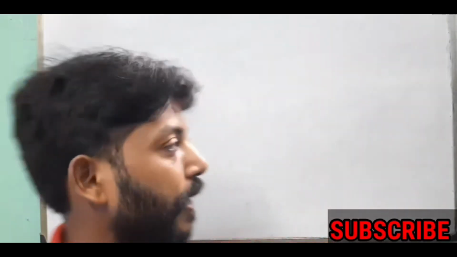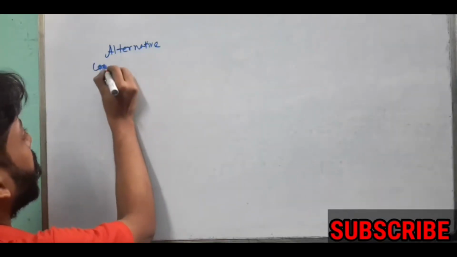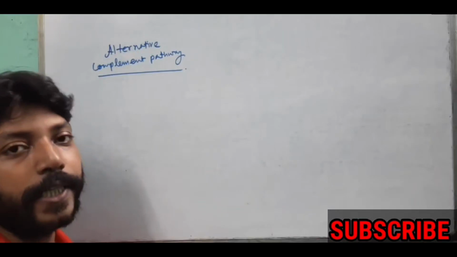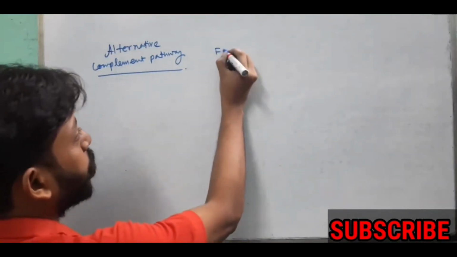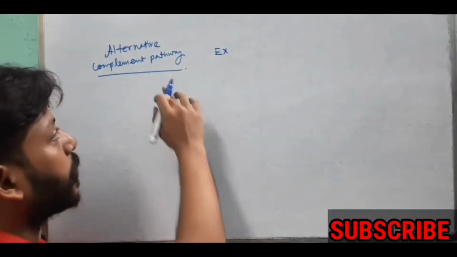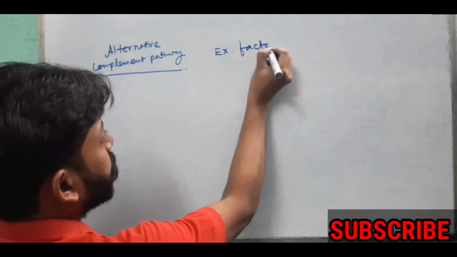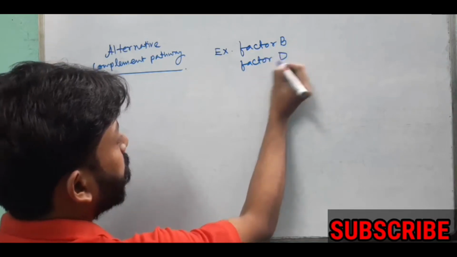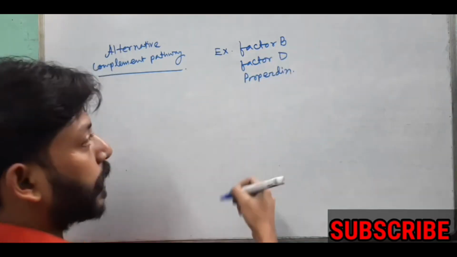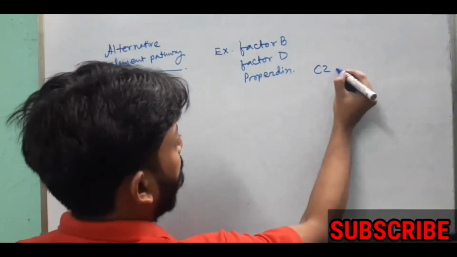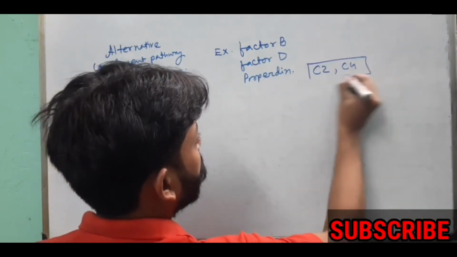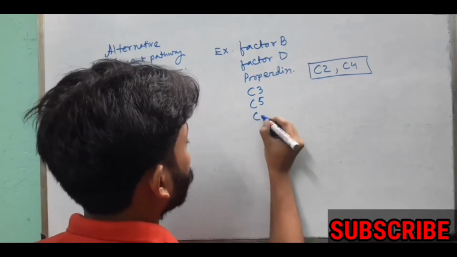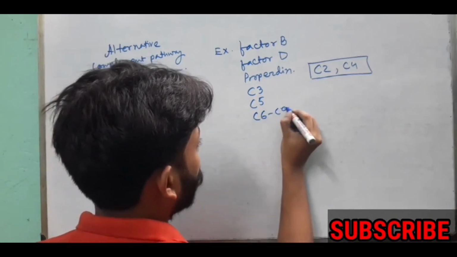In this class, I will discuss the alternative complement pathway. In the beginning, I want to mention some proteins that are involved only in the alternative pathway. Examples of proteins that are only involved in this pathway are factor B, factor D and properdin. In this pathway, C2 and C4 are not used, but C3 protein, C5 protein and the rest of the C6 to C9 proteins are used.